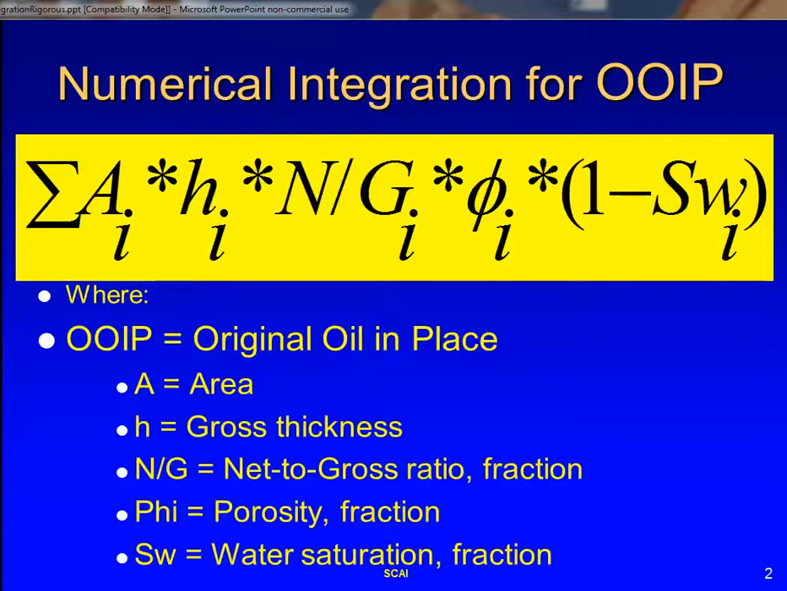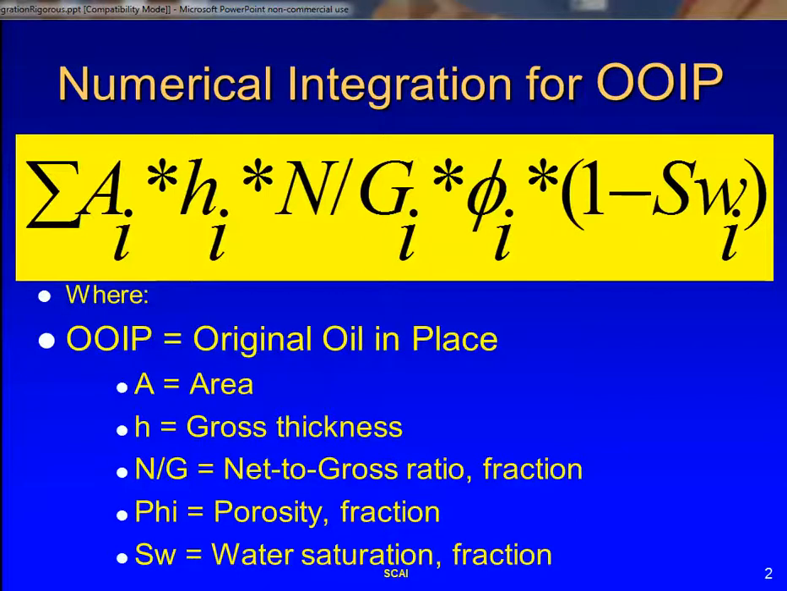Original oil in place is equal to the product of thickness times net to gross ratio times porosity times 1 minus saturation. If we know the oil in place at each individual cell, and if we add up all of the cells within the polygon area, the total original oil in place will be equal to the summation of those cells. This is an example of numerical integration.